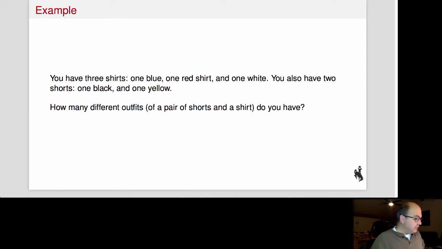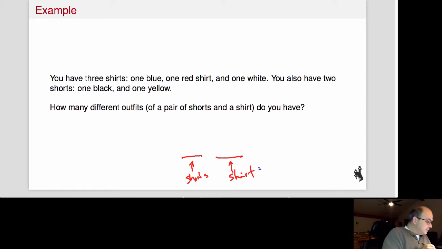I have 3 shirts and 2 shorts. So the question is, how many different outfits, meaning a pair of shorts and a shirt, can I actually count on? How many do I have? So here's the way that I try to organize these things. What I need is a pair of shorts and a shirt. Okay. So then I ask myself, how many ways can I select the pair of shorts? And the answer is, I have 2 shorts, right? 1 black and 1 yellow. So there's 2 ways to fill that in, okay?